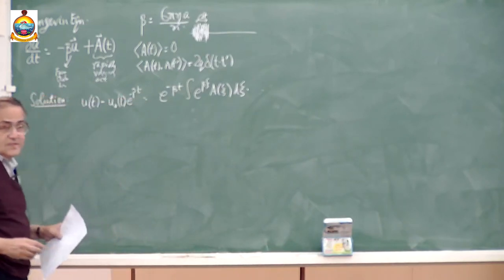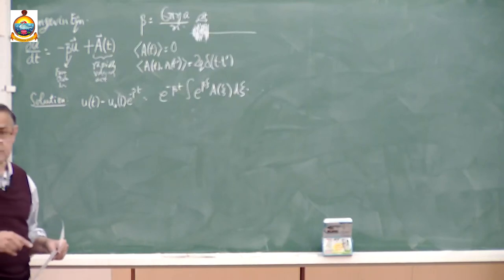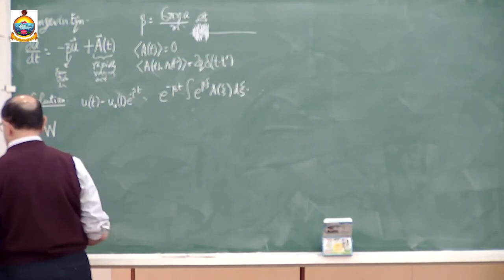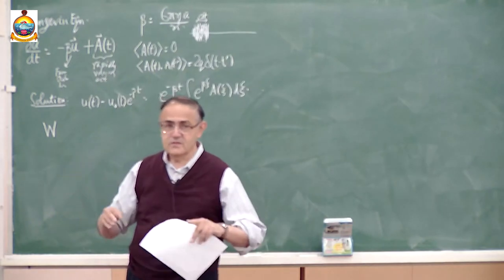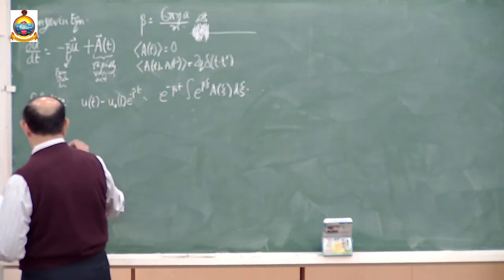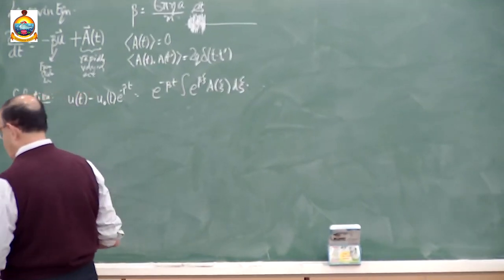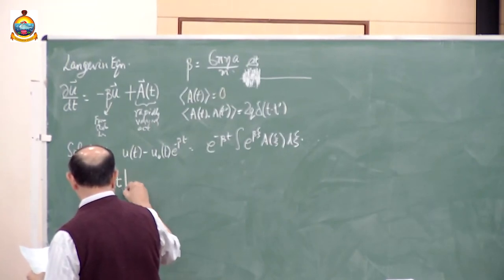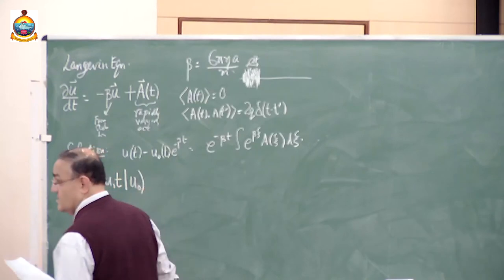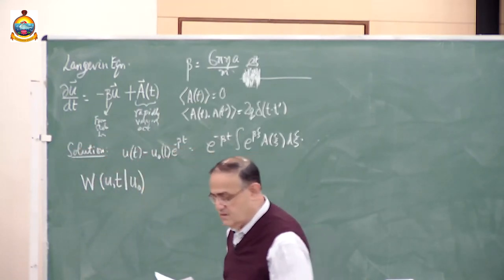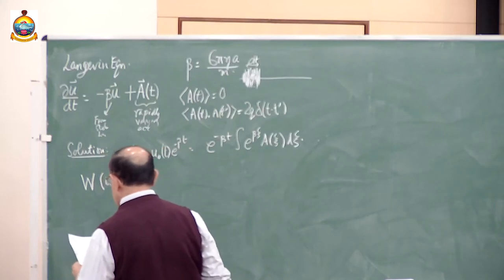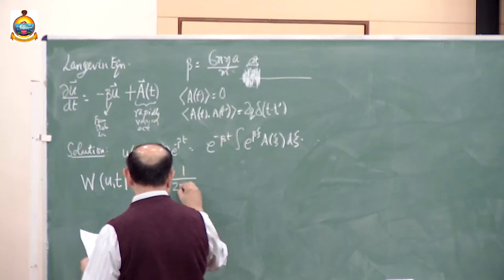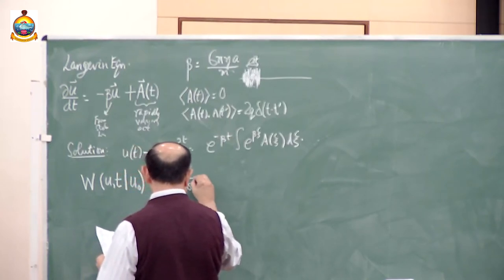Okay. So let me write the distribution in this form. We are going to write two distributions. One is the distribution of the velocity, second of the displacement. Just to write it a little compactly and avoid repeating large expressions twice, we will write W as the probability density of having a velocity u at time t, given a velocity u naught at time t naught, at time 0. Okay. So this, in my more compact notation, is 1 over 2 pi sigma squared of t.